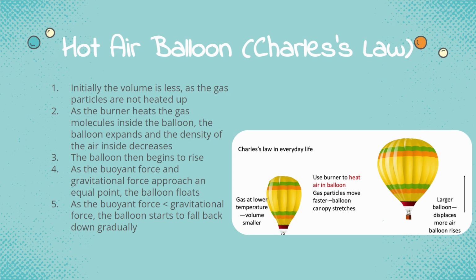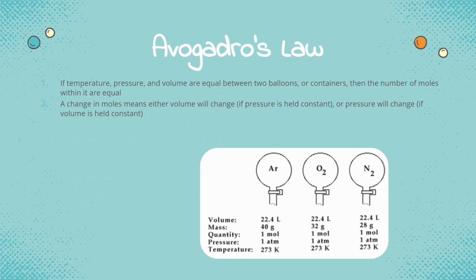And so initially the volume is less because the gas particles aren't heated up, but as the gas particles are heated up, the gas inside the balloon becomes less dense, which allows it to float better, but also the balloon will expand. The balloon will then begin to rise, and going on to the idea of the buoyant force to expand upon this presentation, when the buoyant force is less than the gravitational force, it will fall, and when the buoyant force is equal to the gravitational force, it'll float, and if the buoyant force is greater than the gravitational force, it'll rise.